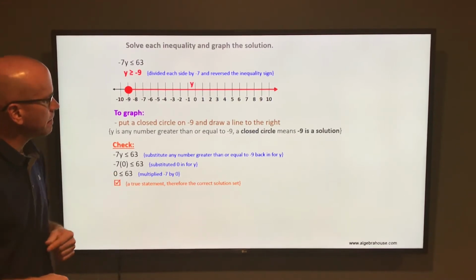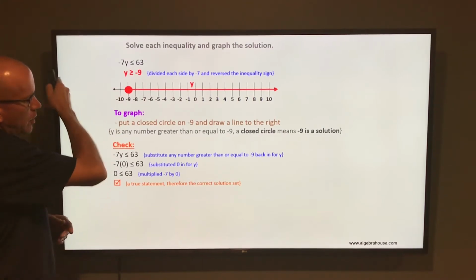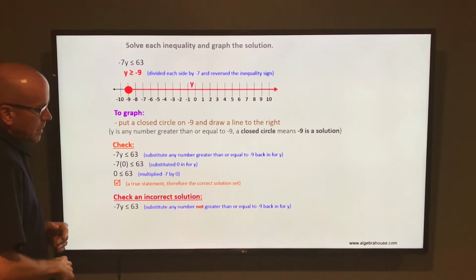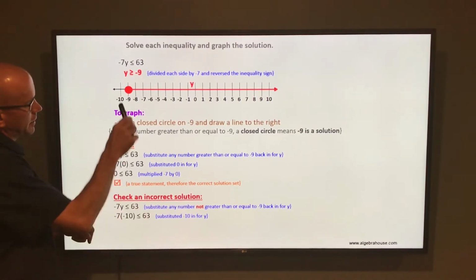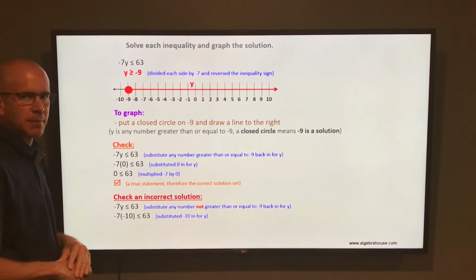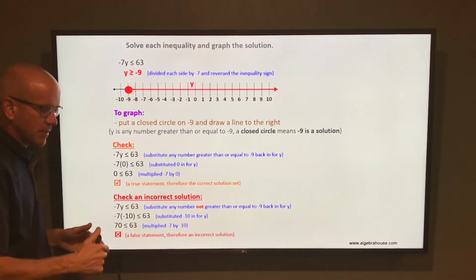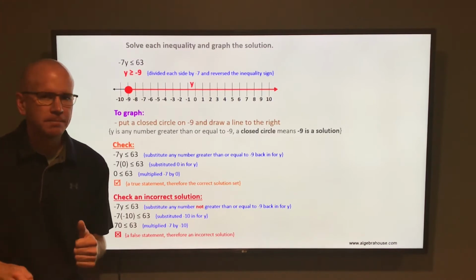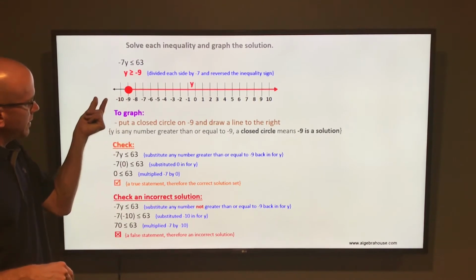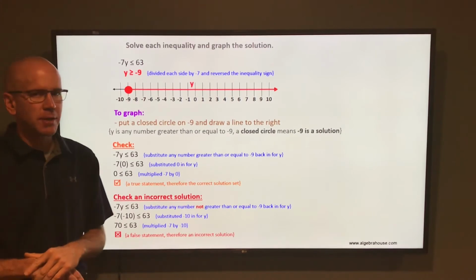That's a true statement. If you go outside that region, let's say negative 10 or negative 12 or negative 36, and you pick one of those numbers and substitute in, it should make a false statement. So let's say negative 10, just outside that. If we put negative 10 in for y, this should make a false statement. It's going to be 70 is less than or equal to 63. 70 is not less than, nor is it equal to 63. So that is a false statement. So when you go outside that region, it's a false statement. Inside the region, in the solution set, it's a true statement. That's one way to check your solutions.